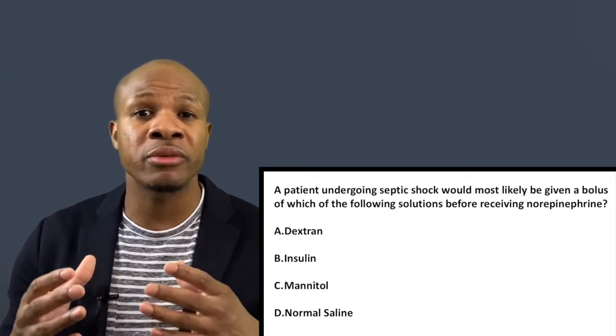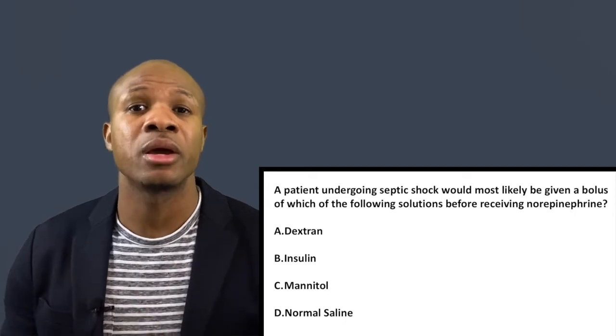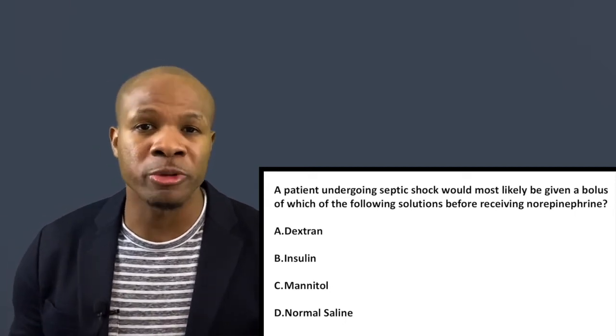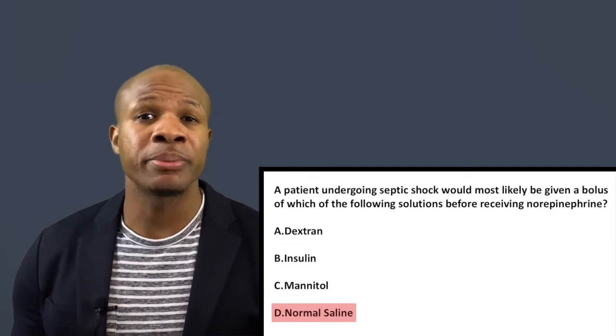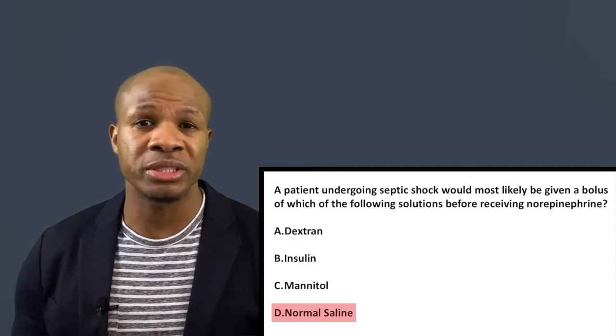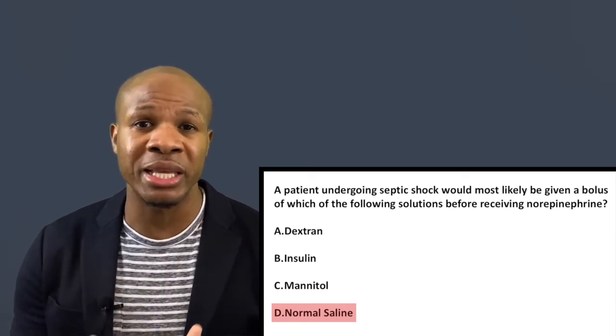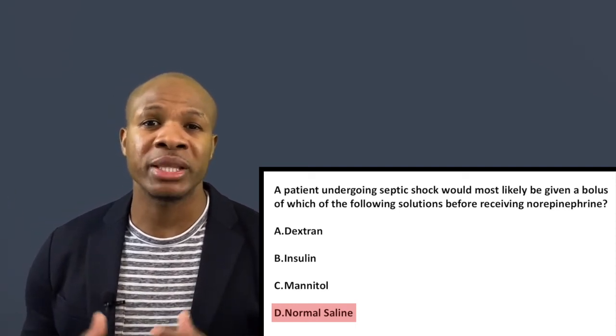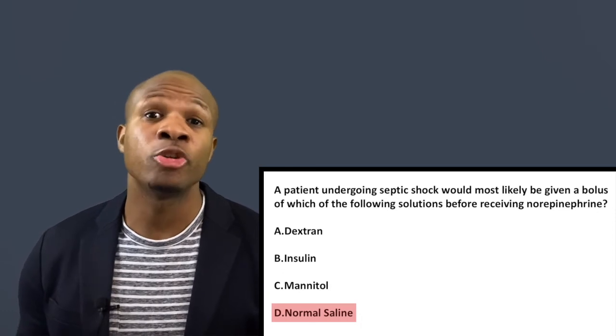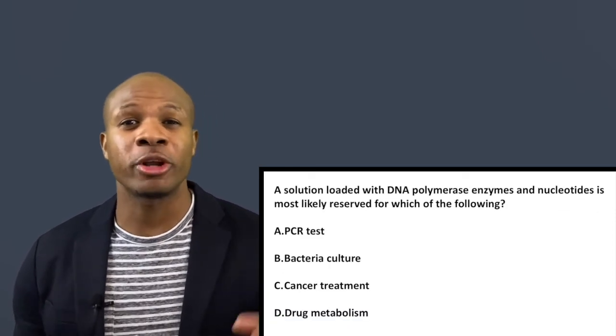And you definitely want to give a fluid that's going to be isotonic with blood. And that's going to be normal saline. A bolus of normal saline to make sure that there's sufficient fluid inside the blood vessels before giving the norepinephrine, which is going to constrict the blood vessels against the fluid. Okay, so the correct answer is going to be answer choice D, normal saline. Okay, let's go on to question number 3.